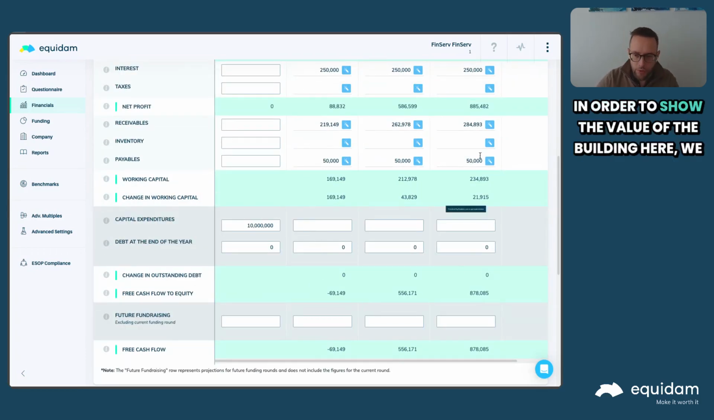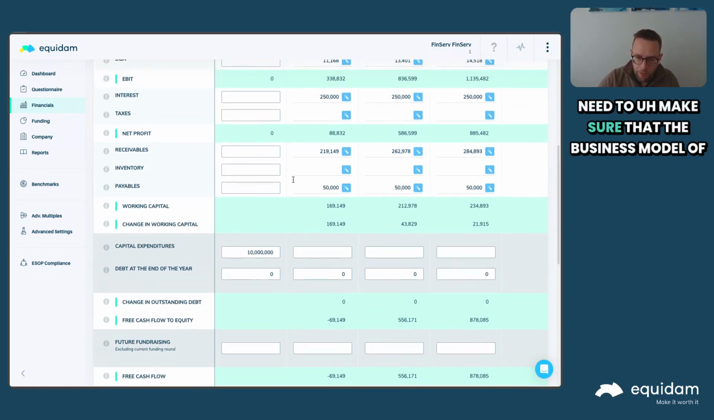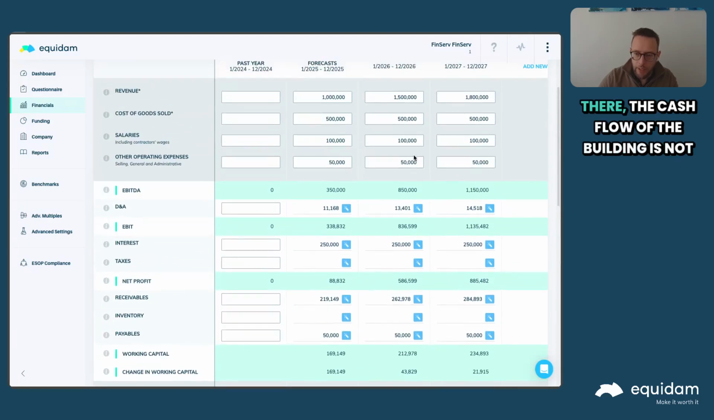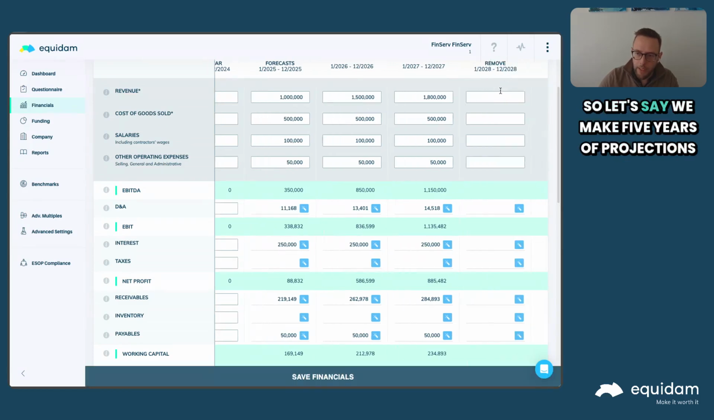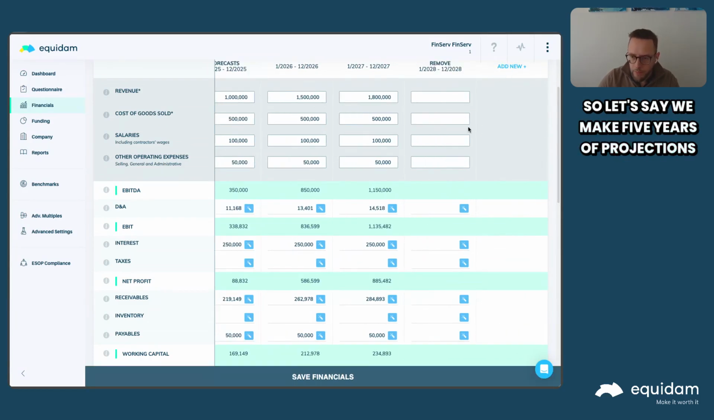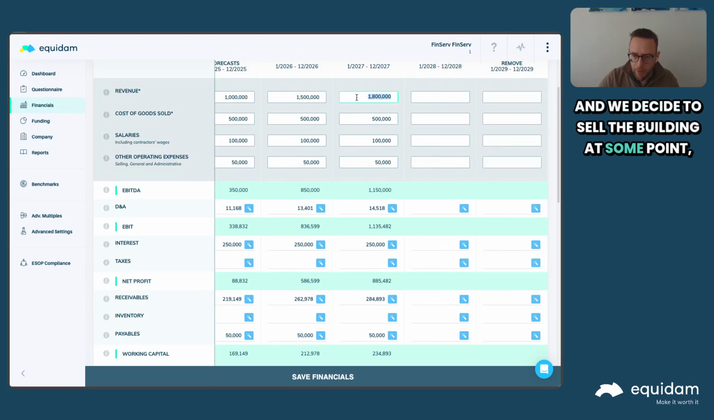In order to show the value of the building here, we need to make sure that the business model of the company runs its course and the cash flow of that building comes in somewhere. Before it was coming in because of the loan, but now that the loan is not there, the cash flow of the building is not there. So we have some choices. We can either extend these projections to the point where the building is sold. So let's say we make 5 years of projections and we decide to sell the building at some point.